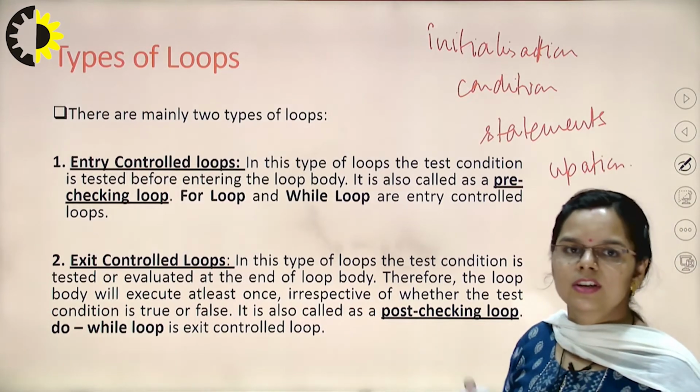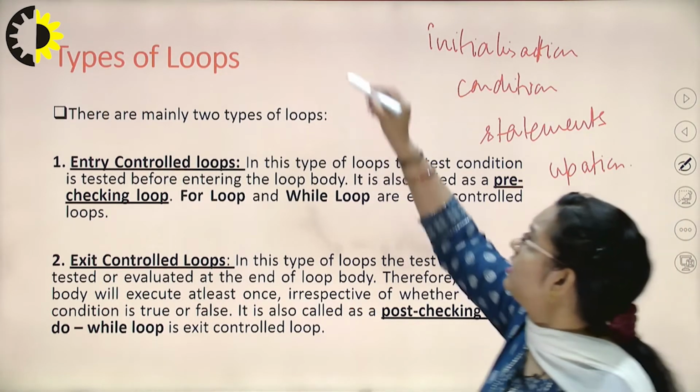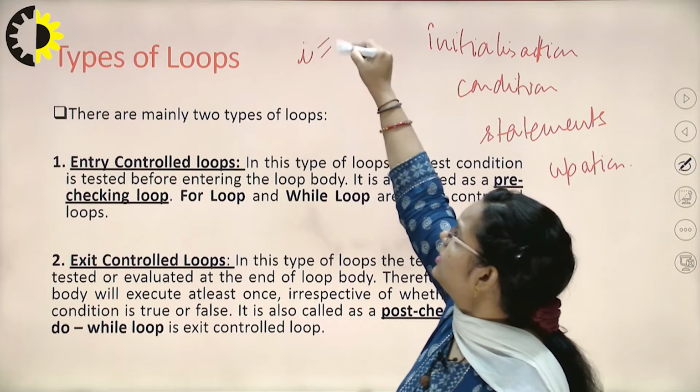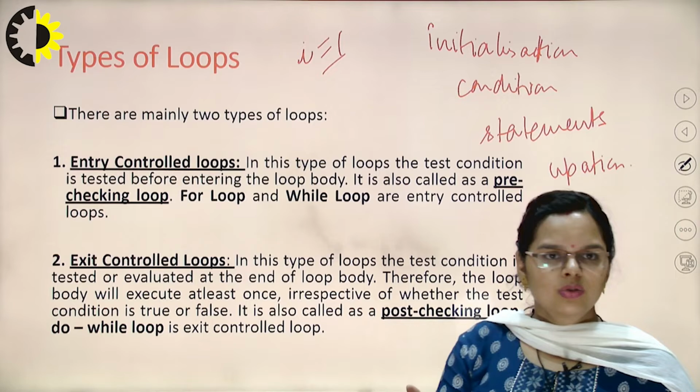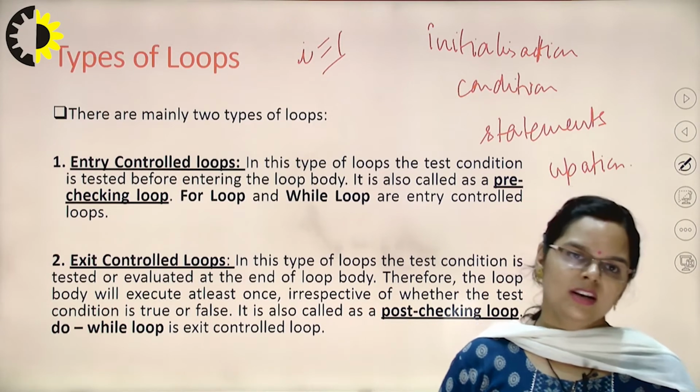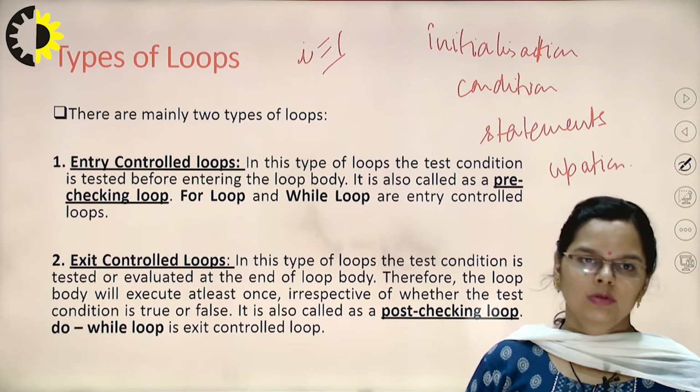So initially, what is initialization? Basically, there is a counter variable. Initially, the counter variable is 1. So we initialize the value. If we have to print hello world around 10 times, first of all, the counter variable would be 1.